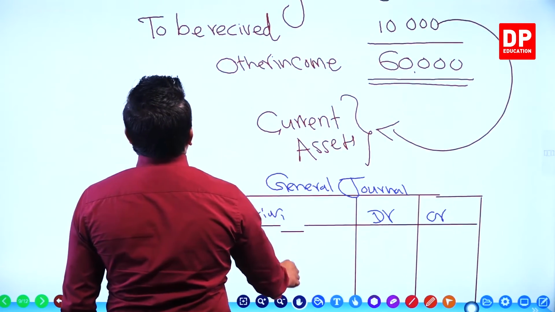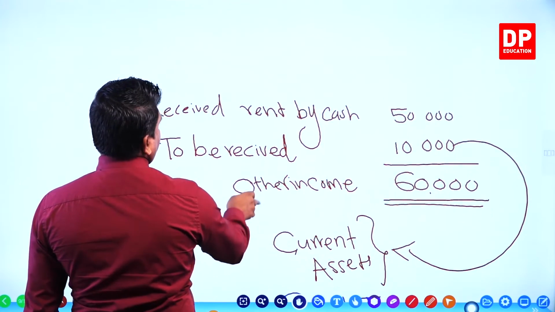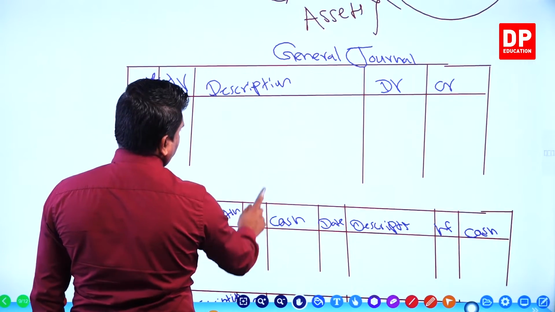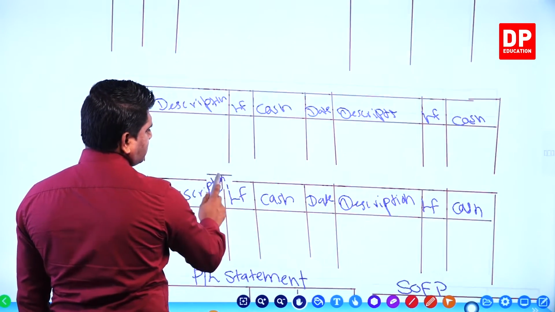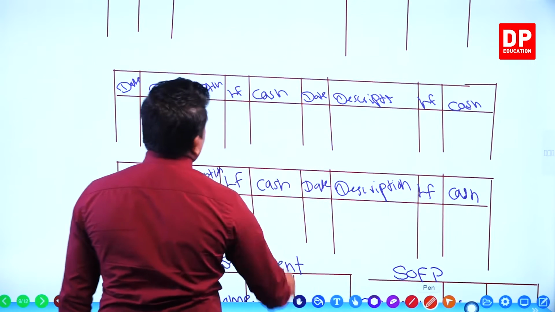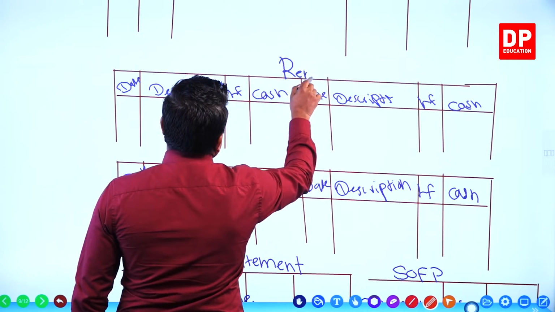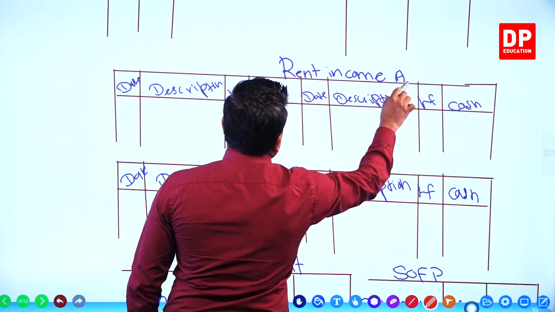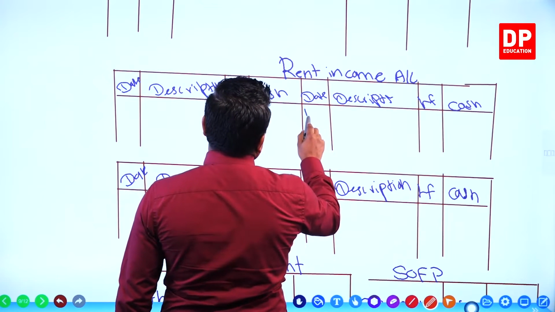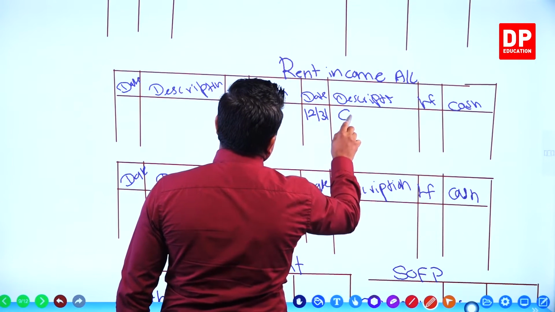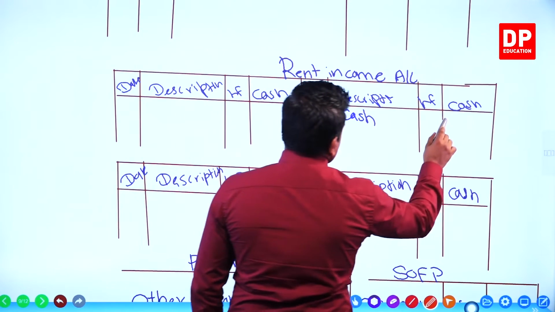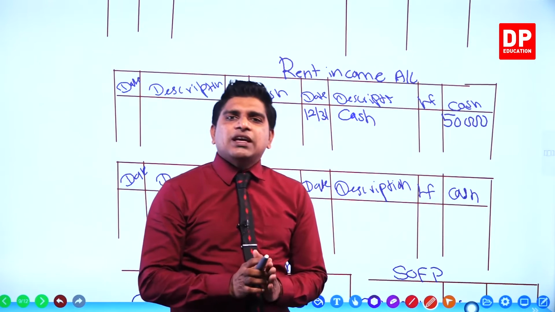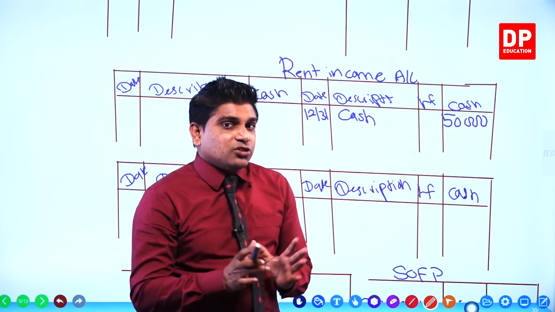What is the income? It is the rent income, right? Rent income received by cash 50,000. Then cash account debit, rent income account, where? Credit side. You put the date 12/31st. This is the amount already received, 50,000. How much is the to-be-received value? To be received value is 10,000. It is the adjustment detail, right?